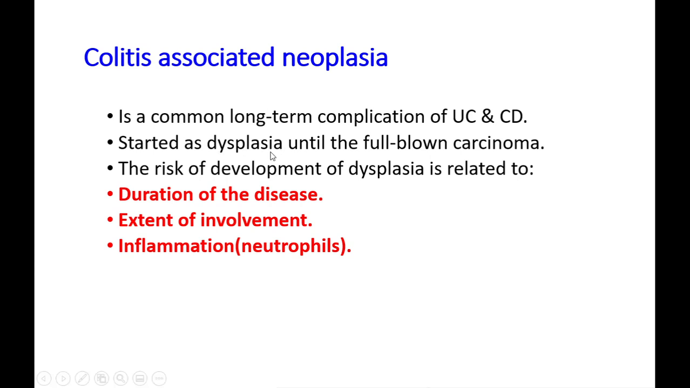This starts as dysplasia, mild, moderate, and severe dysplasia, until full-blown carcinoma, invasive cancer. The risk of development will be related to the duration of the disease. So colitis-associated neoplasia risk is increased after 10 years and more, 15 years. And the extent of involvement: widespread colonic involvement, pancolitis, is associated with more risk of neoplasia in the future, and also the number of active attacks or active relapses.